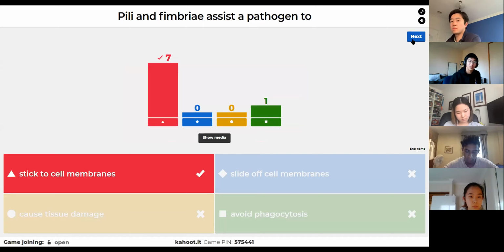Pili and fimbriae are kind of like the sticky bits on the outside of the pathogen, and the pathogen tries to stick onto our cells, so that it can penetrate or continue spreading. Whereas the one to avoid phagocytosis is typically the capsule. So the sugar capsule kind of hides the pathogen from our immune system.